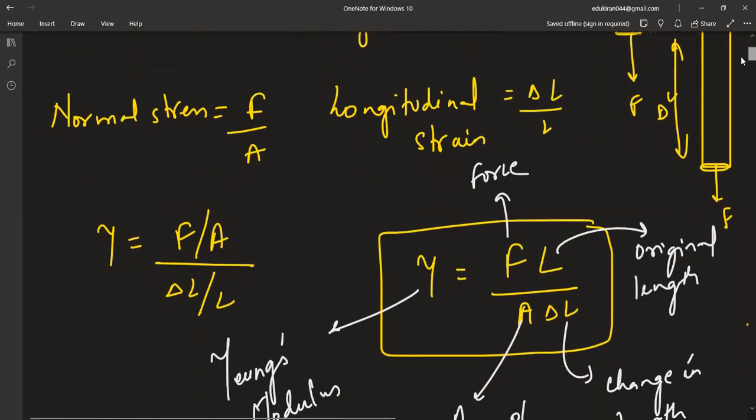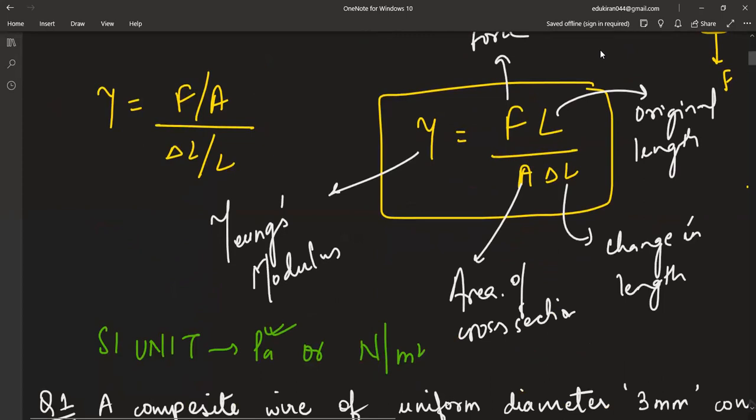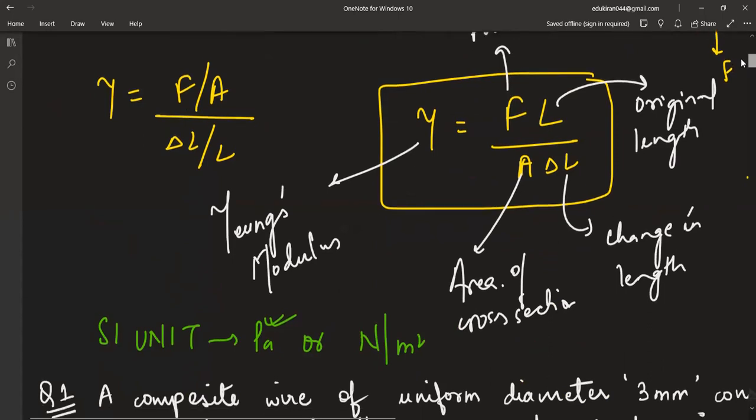Young's modulus is force upon area divided by longitudinal strain, which is delta L by L. So the final formula is Y equals F L divided by A delta L. F is the force, L is the original length, A is the area of cross section, delta L is the change in length. Since strain is unitless, meter by meter will be cancelled. So force per unit area is only left, that is Pascals or Newton per meter squared.